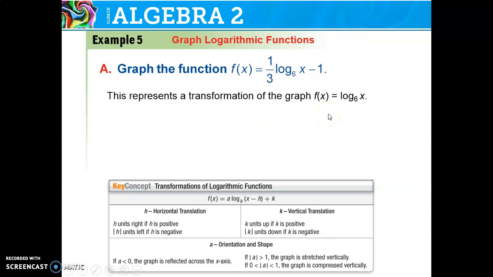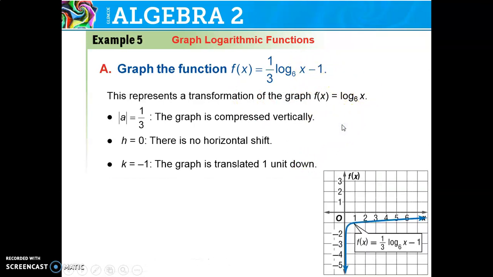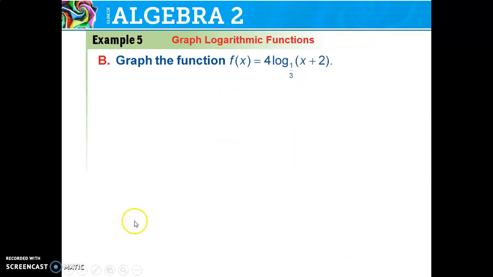1/3 log base 6 of x, minus 1. a is 1/3, so we know the graph is compressed vertically. There is no h value. There's nothing in parentheses, so there's no horizontal shift. And k equals -1, so we know it's been shifted down by 1 unit. Then we can just take our points that we knew, multiply them by 1/3, and graph them. And again, we can use our calculator for assistance.